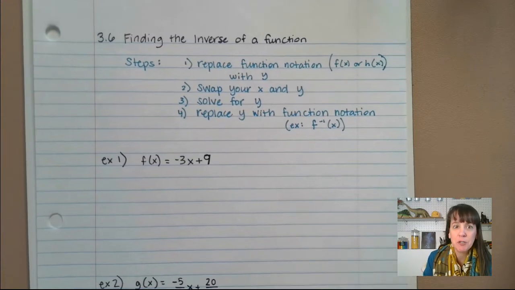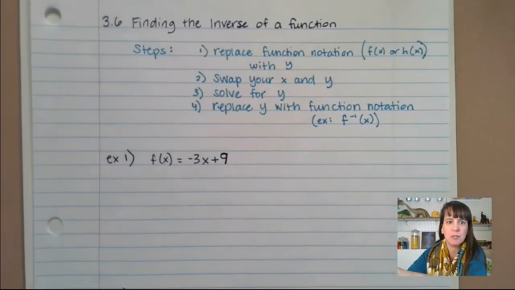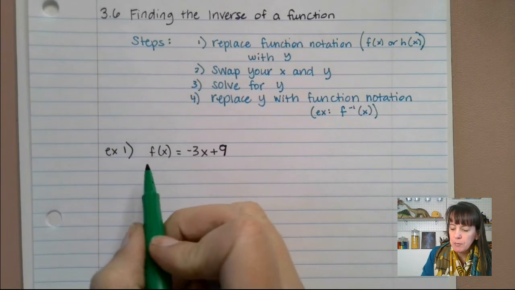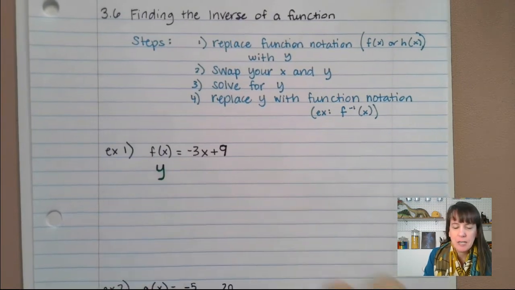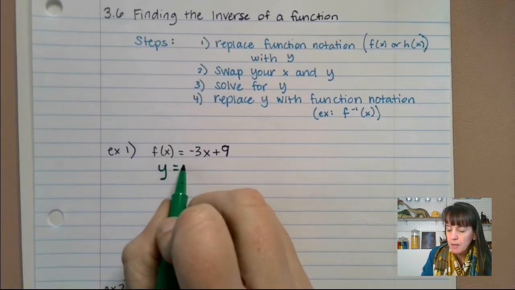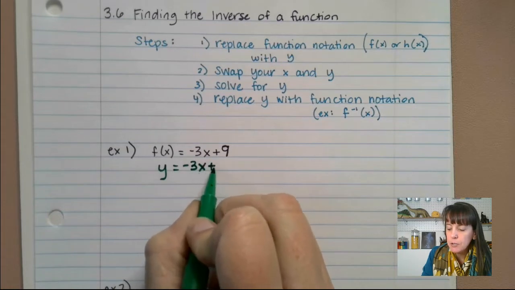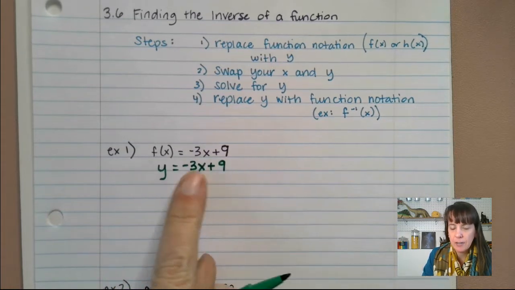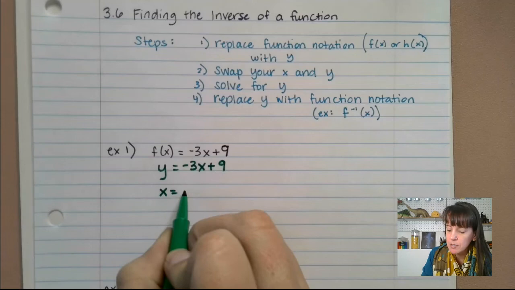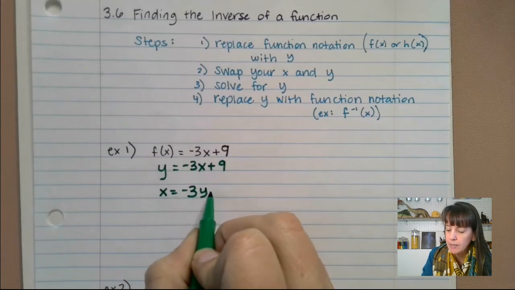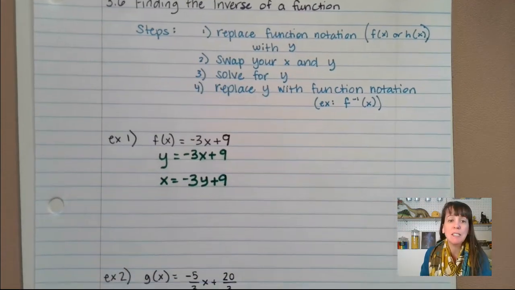Grab your notebook, make sure you write this down. Okay, so first thing we do, we swap out our function notation, our f of x, for y. Our next step is to swap our x and our y. So now we have x equals negative 3y plus 9. And now we need to solve for y.